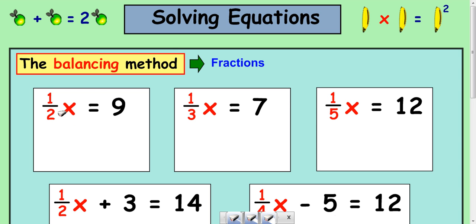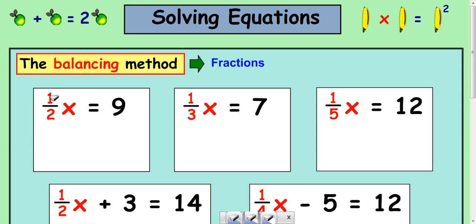So let's look at this first example here. We've got half x equals 9. Now, the most common mistake is to think you halve the 9 and x is 4.5. But if I was to say on this side that a half of 4.5 equals 9, that wouldn't make any sense.